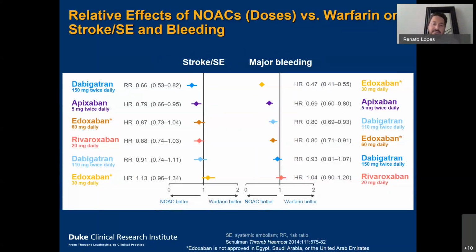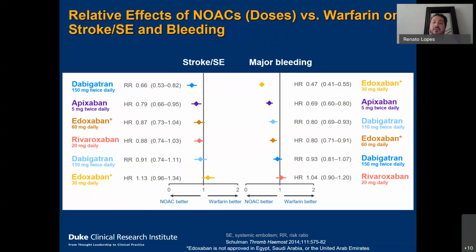So when we talk about sweet spots, this is a good example of sweet spot. So on the left, I have the magnitude of stroke reduction with different drugs. And on the right, I have the magnitude of bleeding reduction. You can see that for stroke reduction, the greatest reduction in stroke is with dabigatran, 150 milligrams. However, when I look at bleeding on the right, I'm in the bottom with dabigatran. If you look at bleeding alone, edoxaban 30 milligrams is the greatest reduction in bleeding. But when I look on the left, it is not very efficacious.